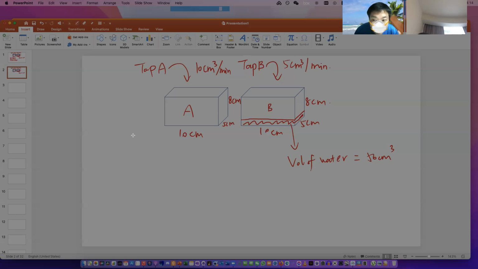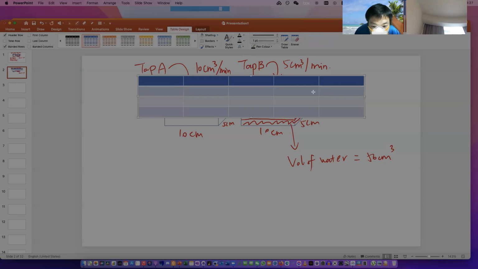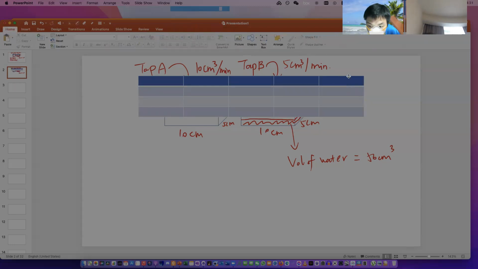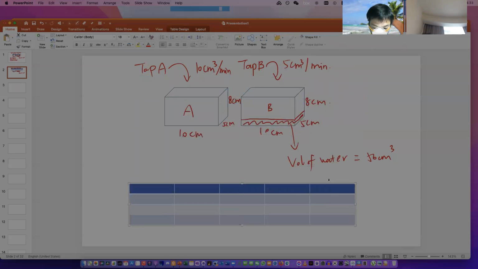Okay, by the way, there are two methods to solve this question. I'm going to demonstrate to you these two methods. It's okay if you get it wrong. So the first method I'm going to use is the table method. Let's see how I can use the table method to solve.